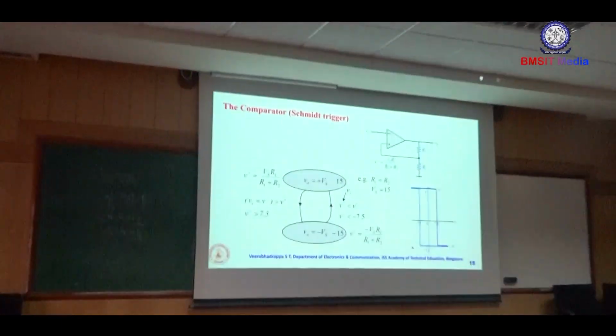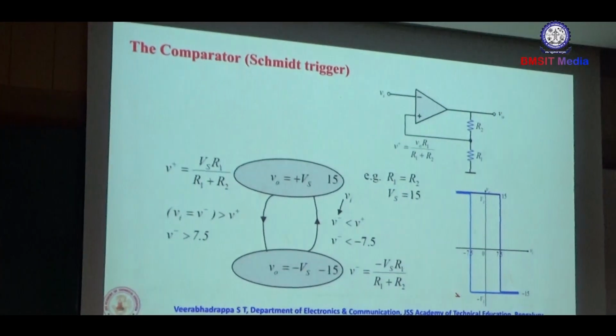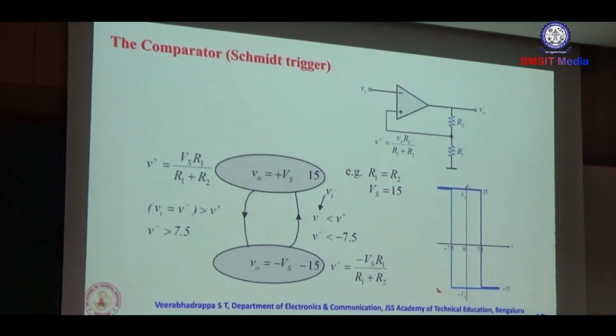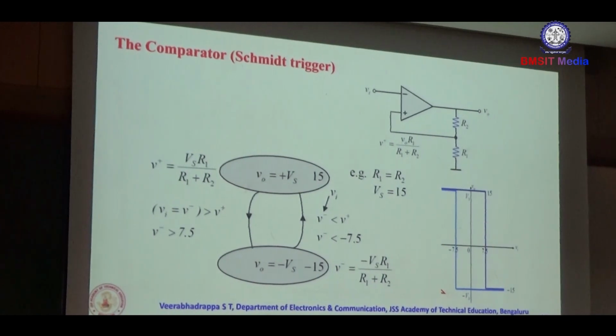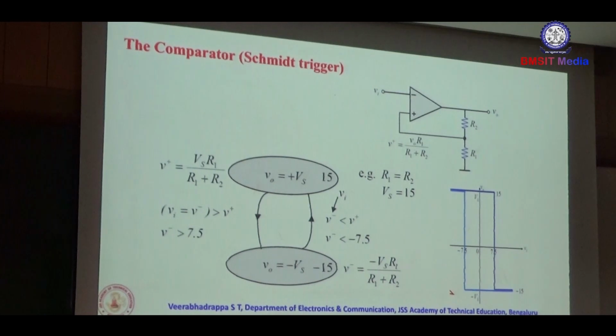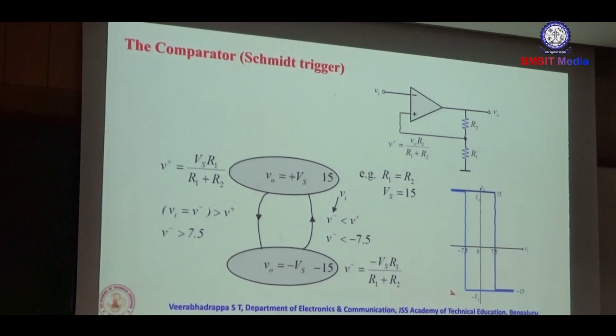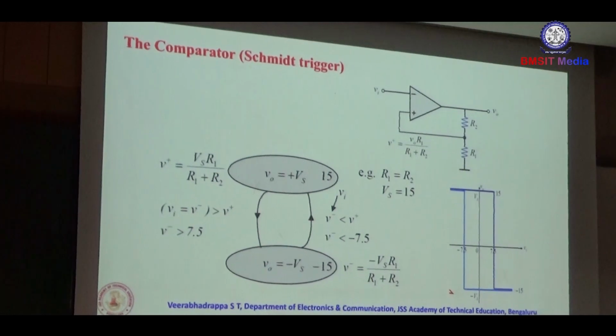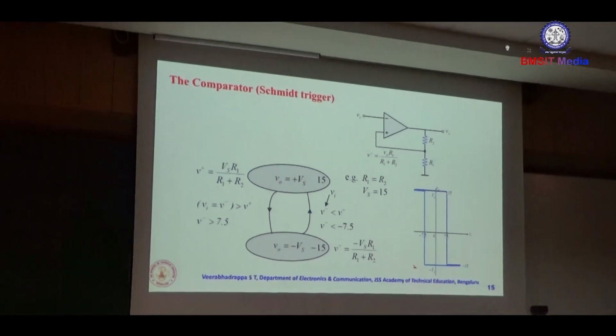This is a comparator circuit with a Schmitt trigger. Comparator circuit with a feedback. What is the difference you observed between the previous case and this case? Positive feedback.